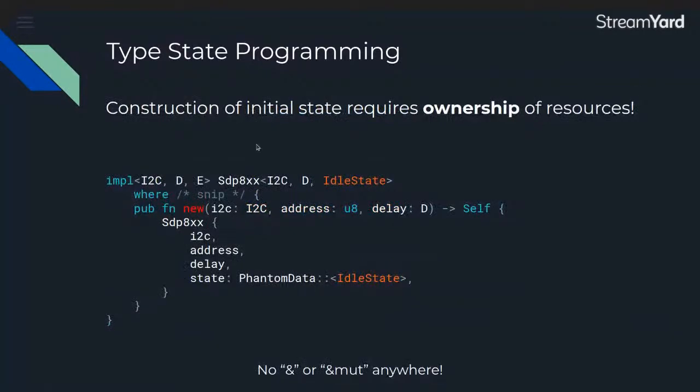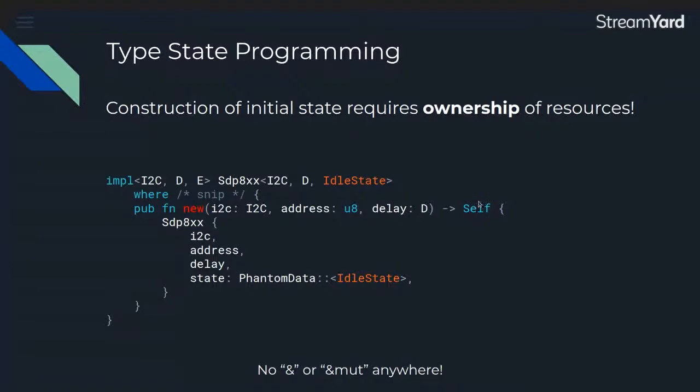Now we come to the meat, the interesting stuff of type state programming. You can see here a function new that is marked in red, and it takes by ownership 3 arguments. The first one is a generic parameter I²C. The second one is just an address. If you know I²C, that's just the address that belongs to this I²C. And then it takes a thing called a delay of type D. And what it gives back is a Self.